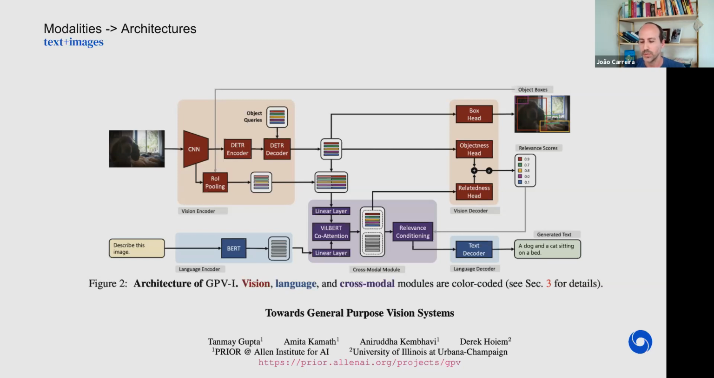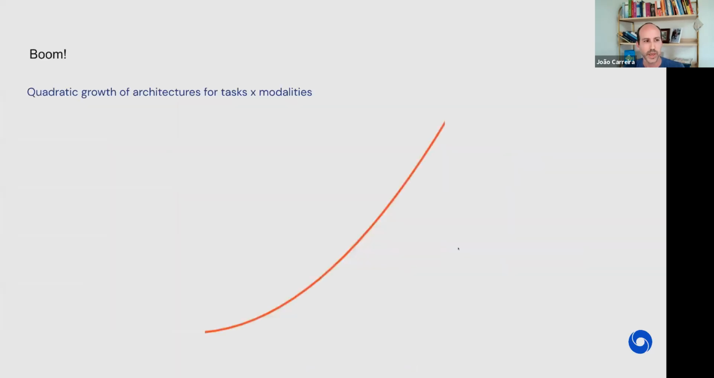Much of the research we do is driven by the modalities we consider and by the tasks we consider, and there's a lot of repeated work every time. And there's a quadratic growth of architectures for any combination of tasks and modalities. And that takes a toll on the resources in the field.